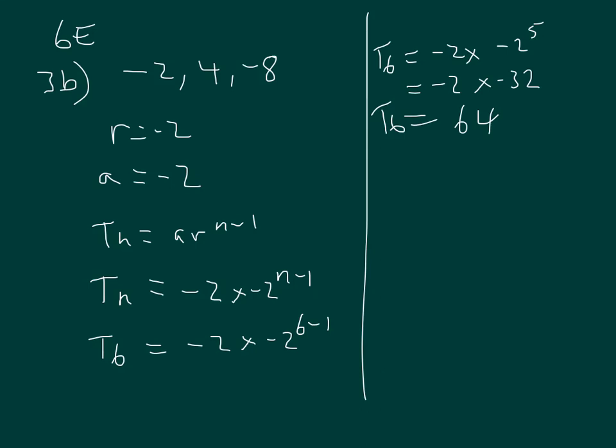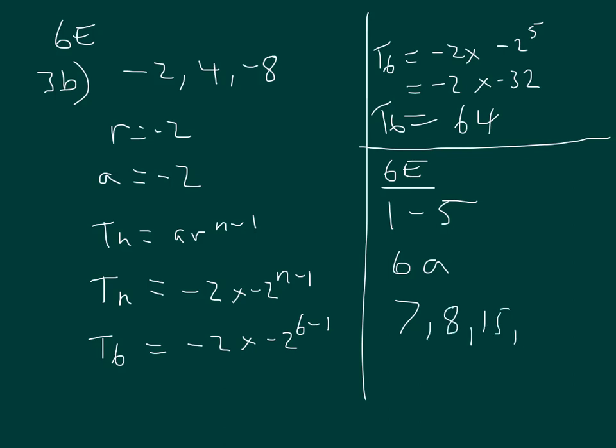So we'll just have a quick look at the back, check that we're right. 3B, and we're right, 64. Alright, can you please now do the following questions. Can you please do out of 6E, questions 1 to 5, 6A, 7, 8, 15, 16. Have fun and enjoy.